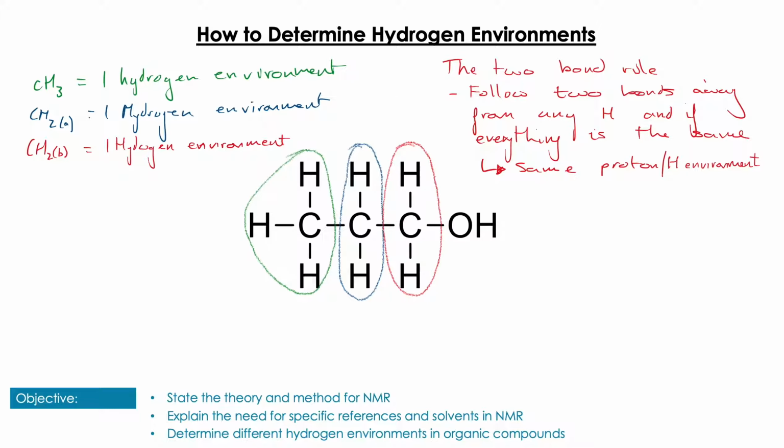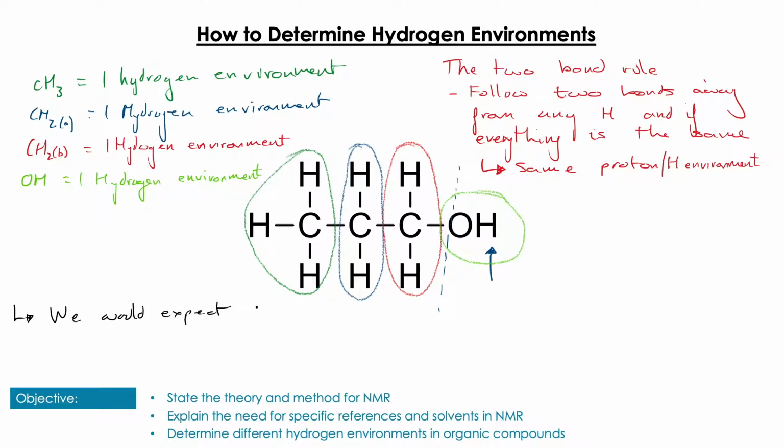And there is only one hydrogen in the molecule that we have yet to look at. Now, when a hydrogen is attached to a very electronegative element, like it is to oxygen here, we can consider that hydrogen isolated and not being influenced by the rest of the molecule. So that is its own discrete hydrogen environment. So for propan-1-ol, this molecule, we would expect 4 peaks on the spectrum because we have 4 separate hydrogen environments.